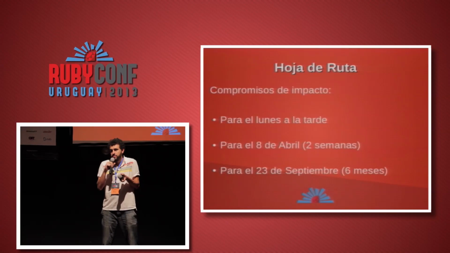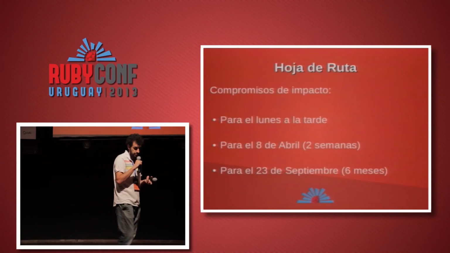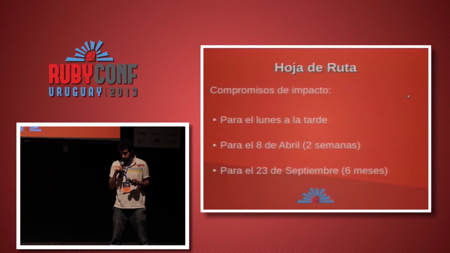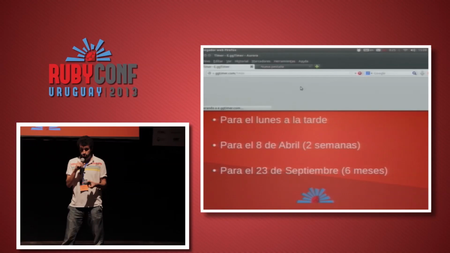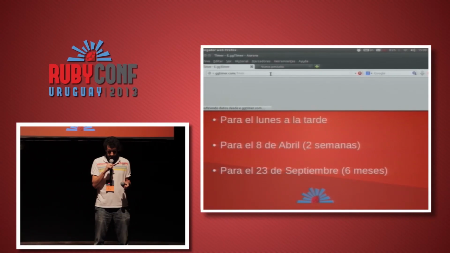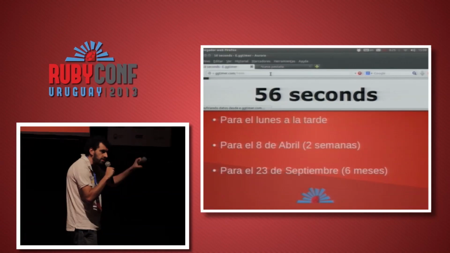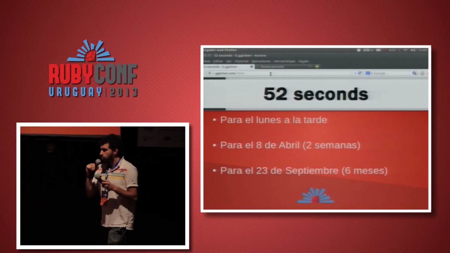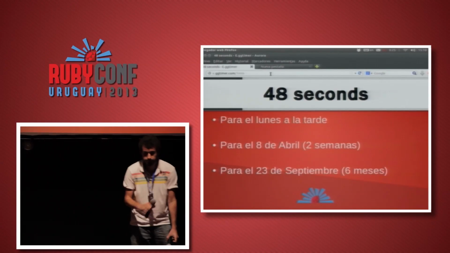Think of 3 impacts that were inspired by things you understood, heard, or discovered at this conference. One of which will have to be done for Monday afternoon. You commit to do something that will have an impact on Monday afternoon, the other on April the 8th in 2 weeks' time, and the other one on September the 23rd, 6 months away, something stronger. So think of it, you have a minute, and write it down.